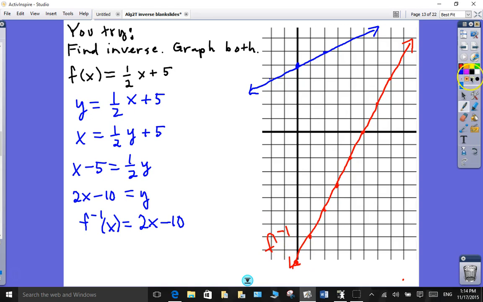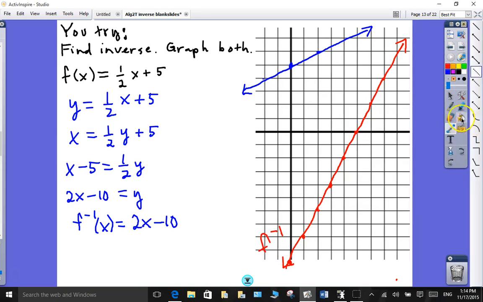And again, just to show, do they look like they could be flips across that line? Not the way I've drawn it. That's pretty good. Does it look like they're flips across the line? Pretty good. Close enough for government work, as we say. Us government workers.